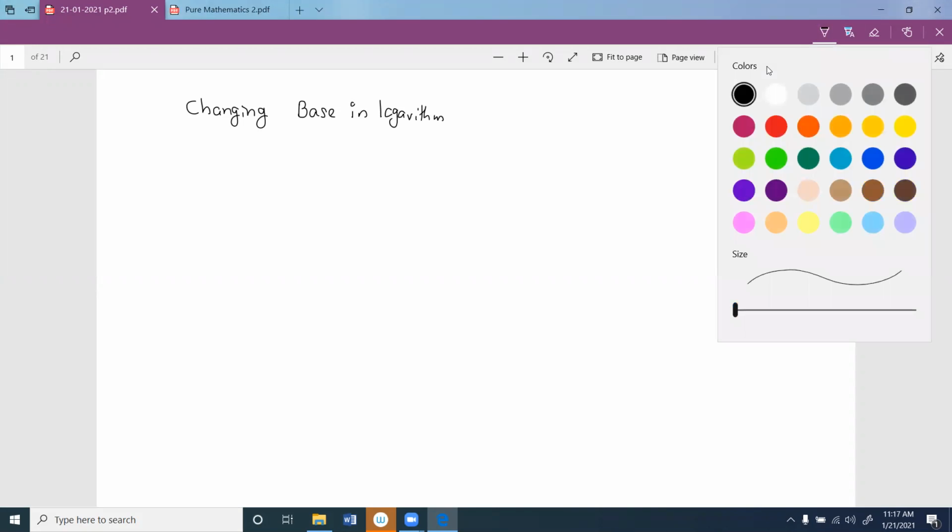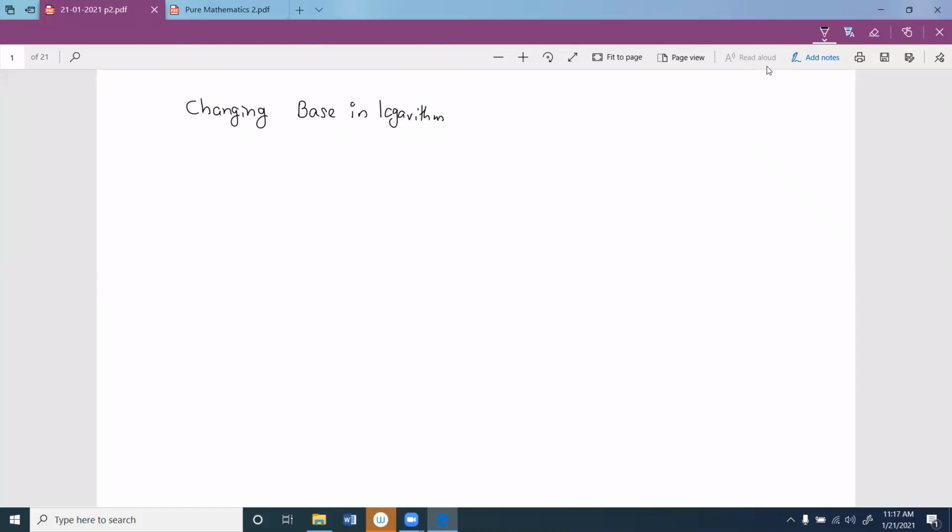Today the topic is change in base in logarithm. When you're working with this, let's come up with a question and try to understand it.